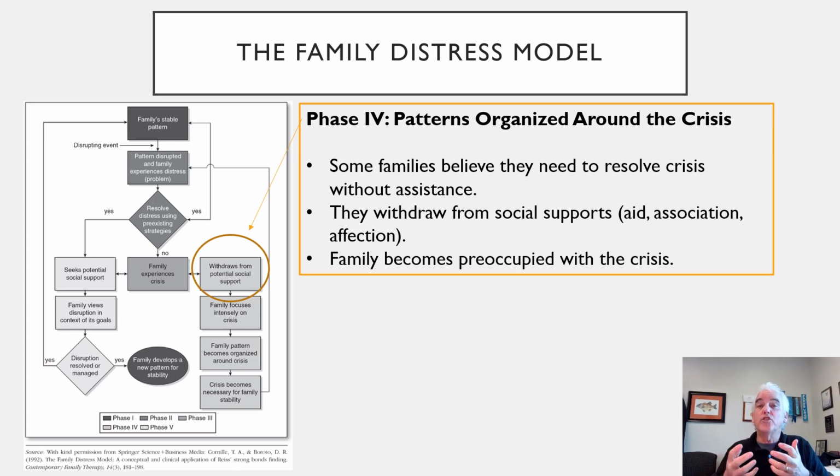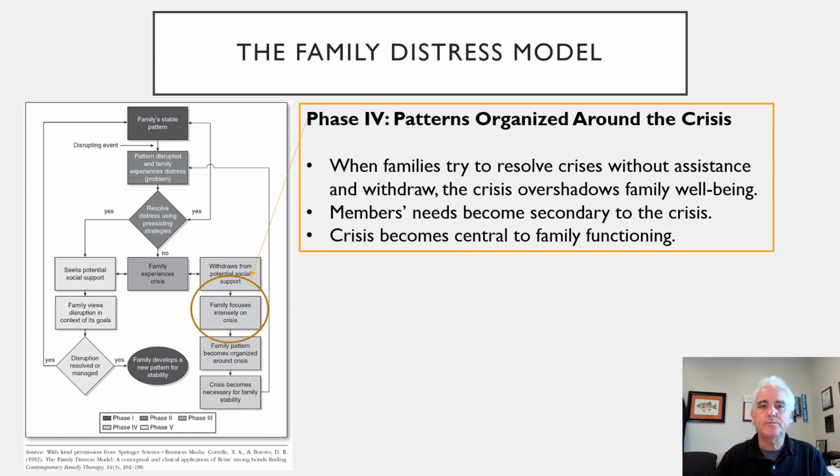They can withdraw from social supports, things like sources of aid or association, like stop going to church or stop going to clubs, or even affection. If they had relationships where there was some affection and there was a crisis, now they've removed themselves from a potential source of love and concern. So the family becomes preoccupied with the crisis.